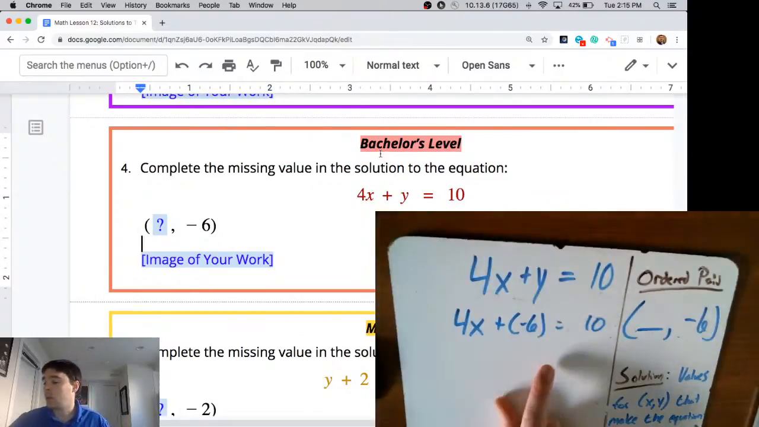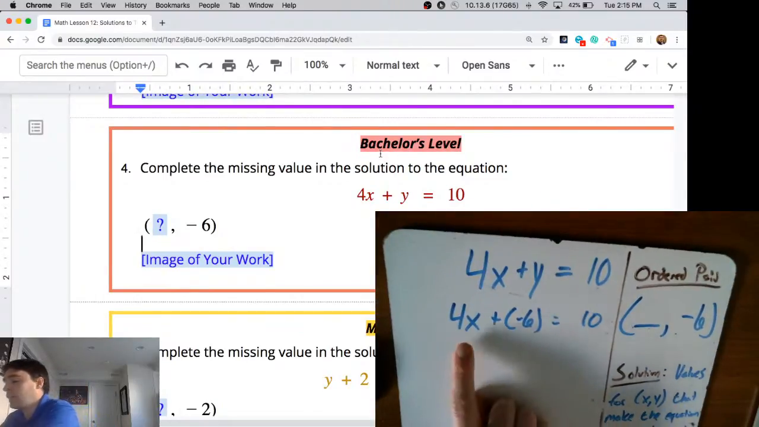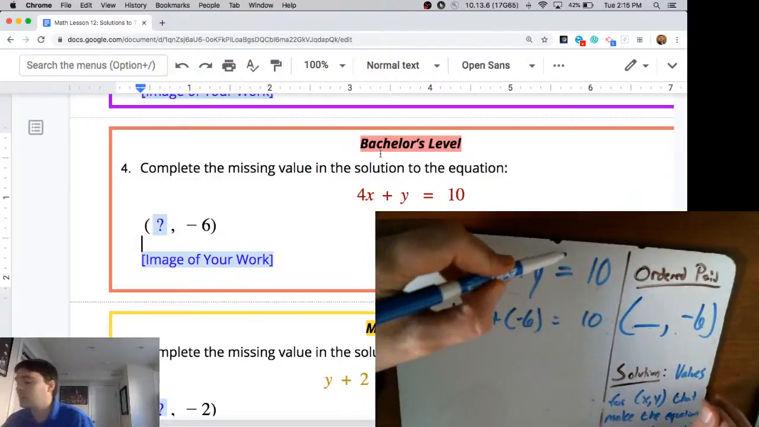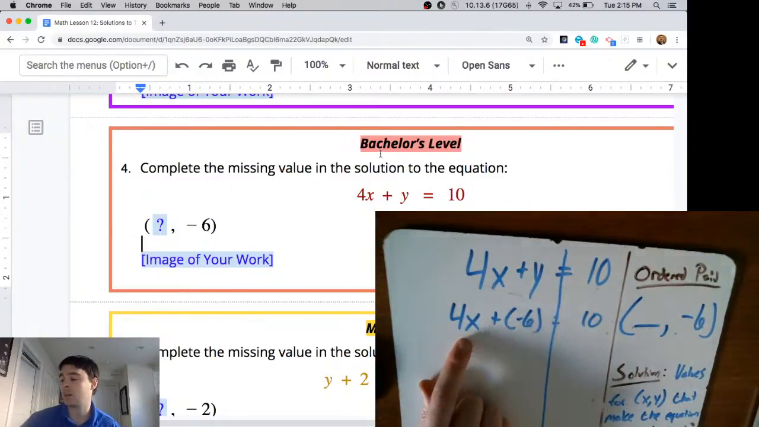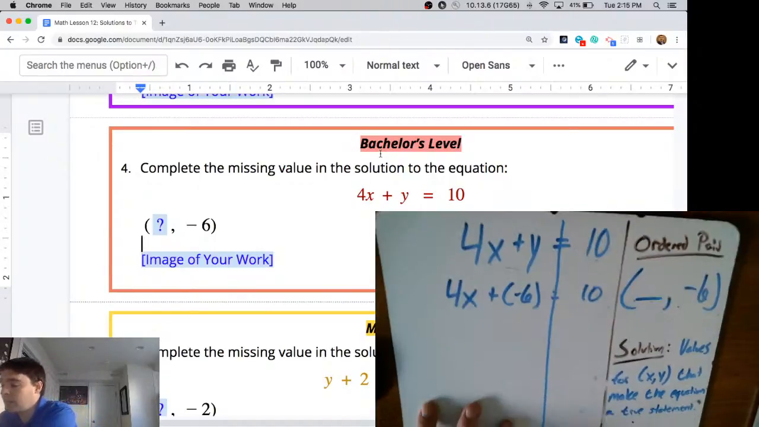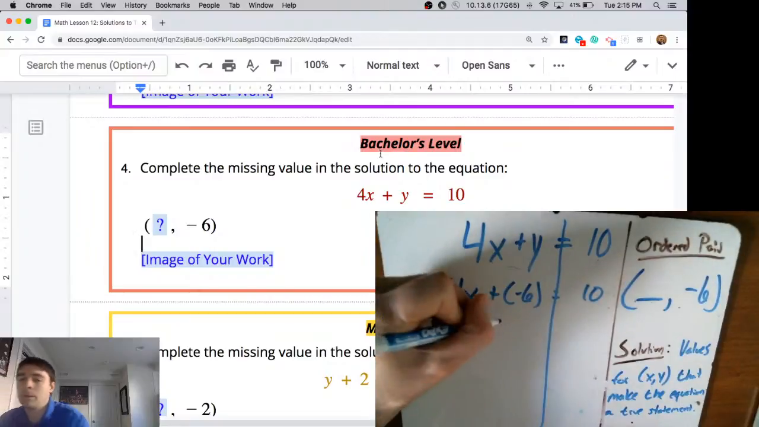Now I'm going to take that equation. I want to start solving for x. If I think about drawing the river through the equal sign and splitting the equation in half, I see the x is on the left side of the equation. I want to get x all by itself. First thing I'm going to do is get rid of the negative 6, and I'm going to add 6 to do that.